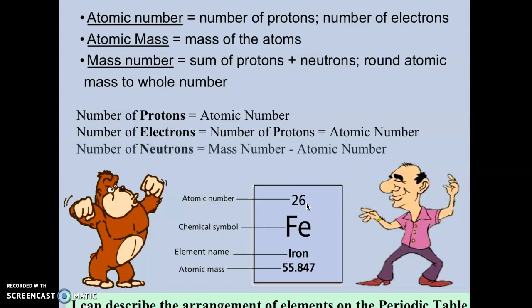And then the number of neutrons. So if you want to find the number of neutrons, we know that the mass number is going to tell us the sum of the protons and neutrons. So if we know the atomic number, if we know the number of protons, then we can figure out the number of neutrons given the mass number. So to find the number of neutrons, we're going to take the mass number and subtract the atomic number. So 56 minus 26 gives us 30 neutrons for iron.